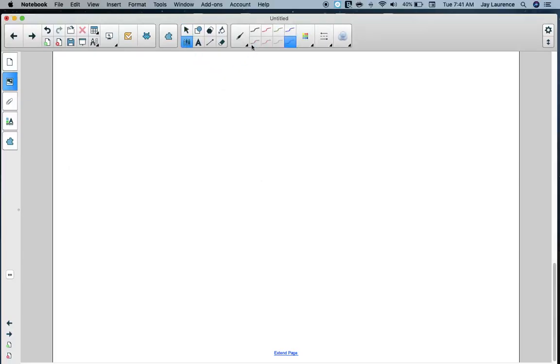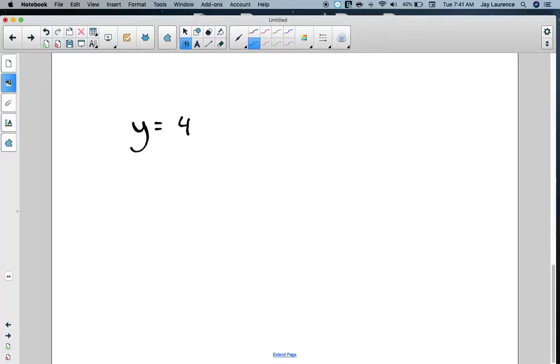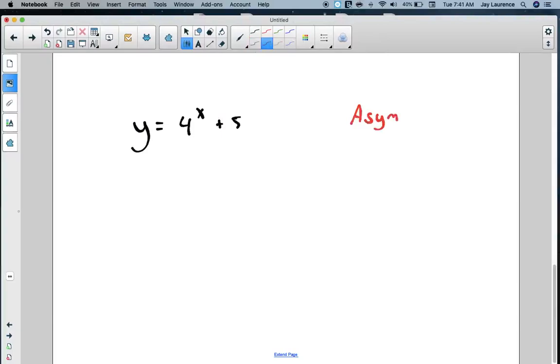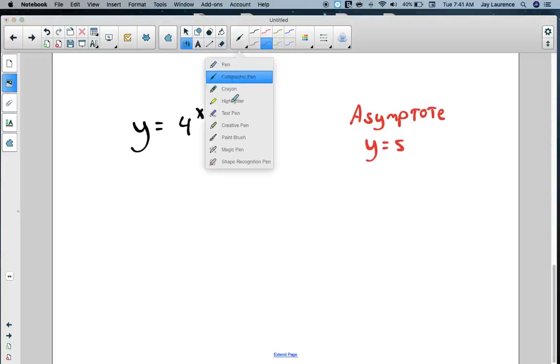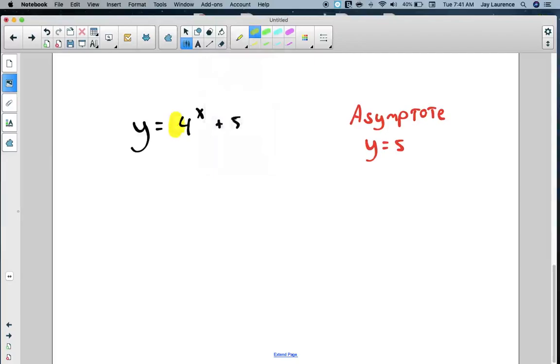When I have the equation y equals 4 to the power of x plus 5, first of all, I know the asymptote is going to be y equals 5. Secondly, I know that all the points are going to be above the asymptote. How do I know this? Because the 4 is positive. It's a positive 4. And I know that it's going to tend to go like that towards the asymptote because the x is positive.